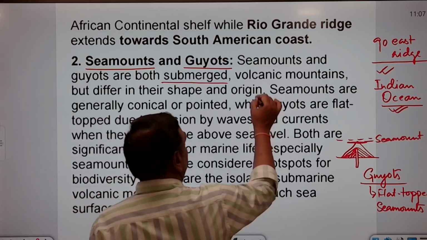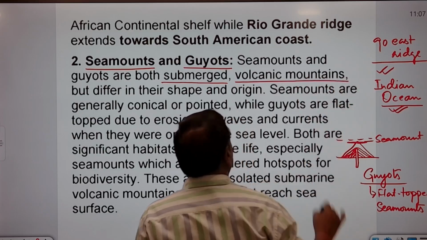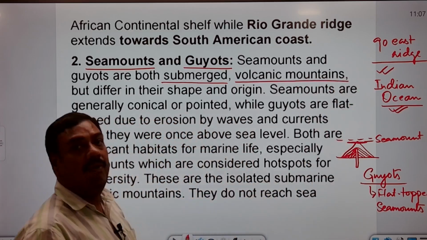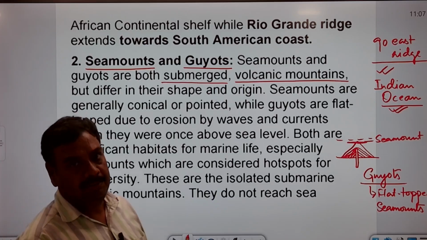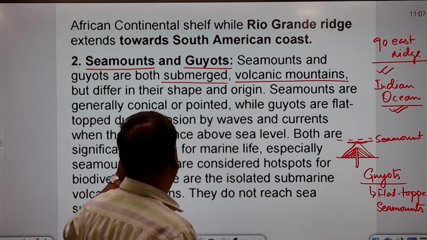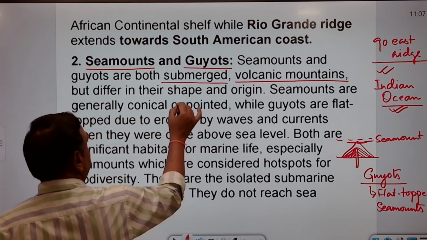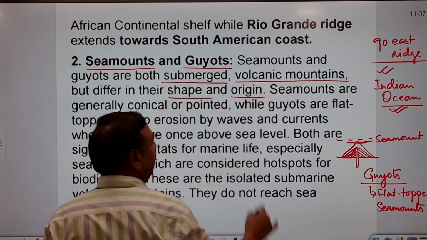Second, these are volcanic mountains. As I told you, seamounts and guyots are formed due to volcanic eruption. So these are volcanic mountains, but they differ in their shape and origin. So I was talking about the shape.